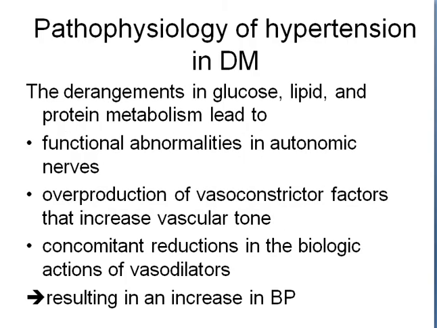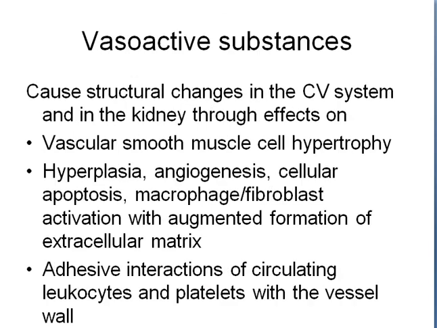And if we look at the pathophysiology of hypertension and diabetes, we have overproduction of vasoconstrictive factors. They increase the vascular tone. There's a reduction in the activation and the actions of vasodilators, read that as nitric oxide, resulting in the increase in blood pressure. It causes structural damage, hyperplasia, angiogenesis, apoptosis.